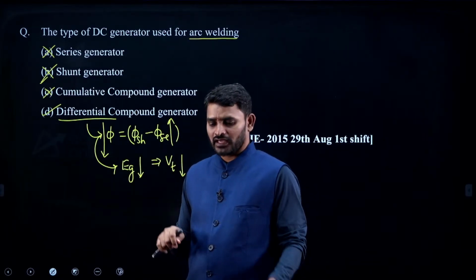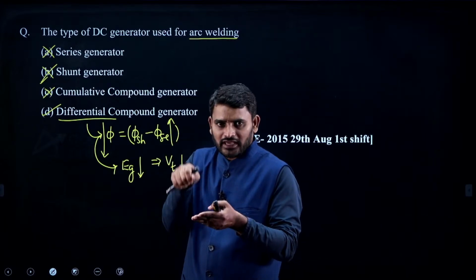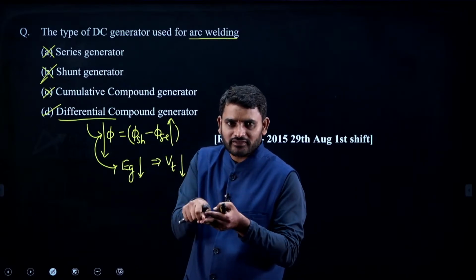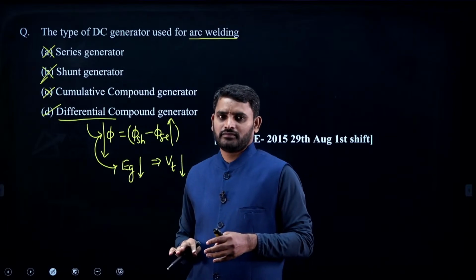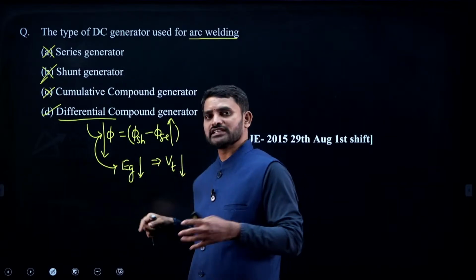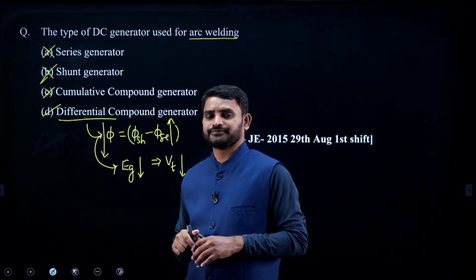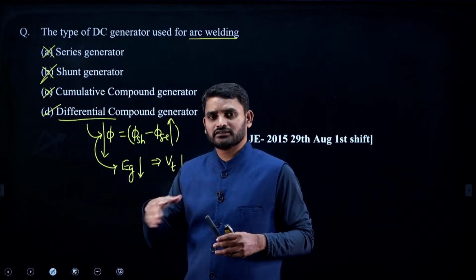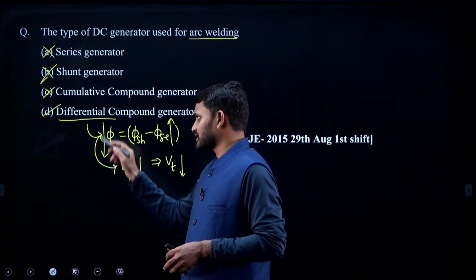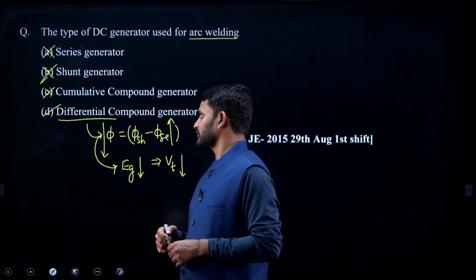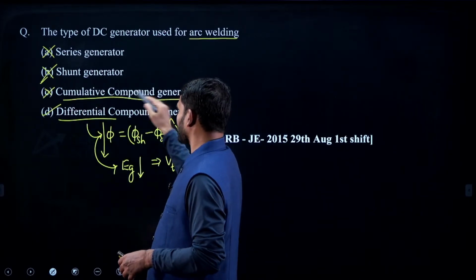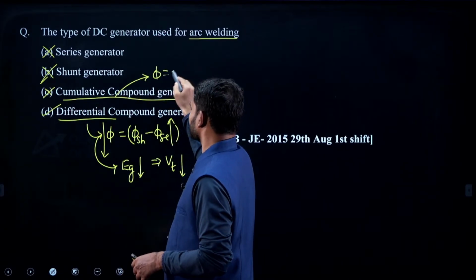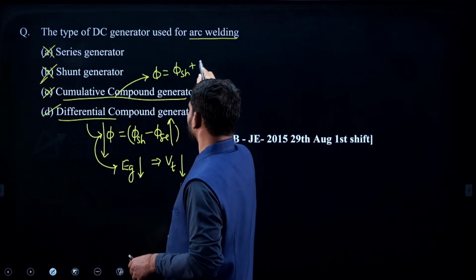That means, if you put a welding rod wherever you wanted to do the welding, and you just leave it, nothing will happen. Because after certain time, the terminal voltage is falling to 0, so nothing will happen. So, you do not get the sparking continuously. That is the reason why we use differential compound generator. If you use cumulative compound generator, what will happen? Resultant flux is equal to phi SH plus phi SC, na?